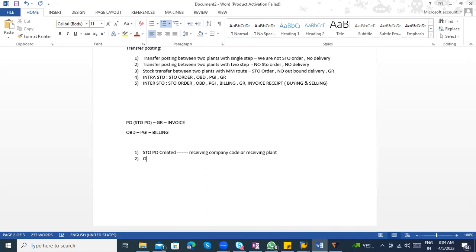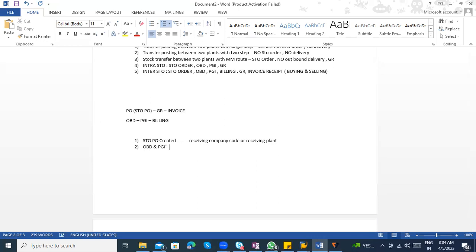Then the outbound delivery and PGI. Who will create this one? The company who is shipping the goods, sending these goods, they are sending this outbound delivery. Outbound delivery is nothing but like a dispatch outside. So here the supply plant, supply company code or supply plant, will send the goods outside. So they will create the OBD and PGI.